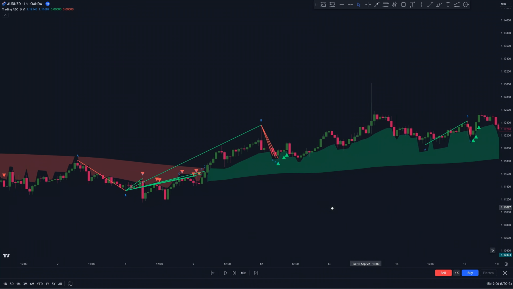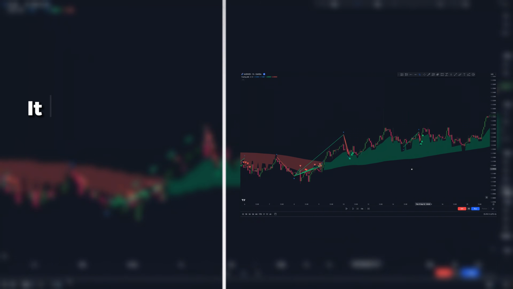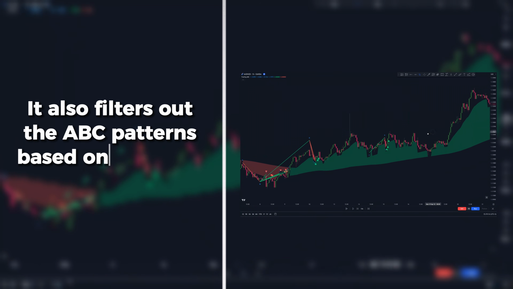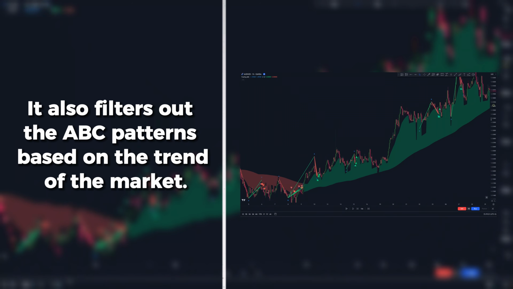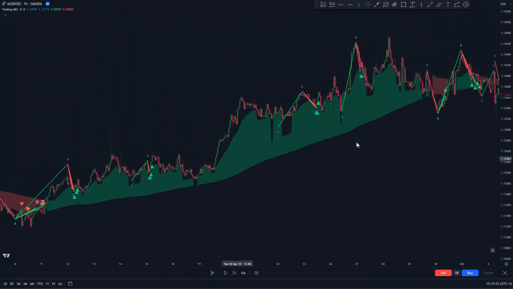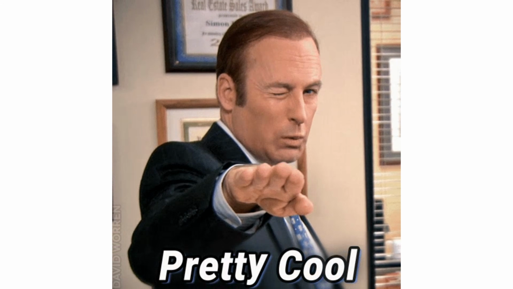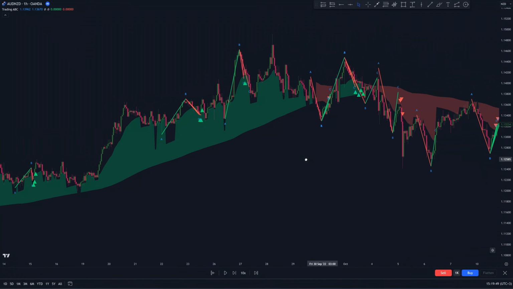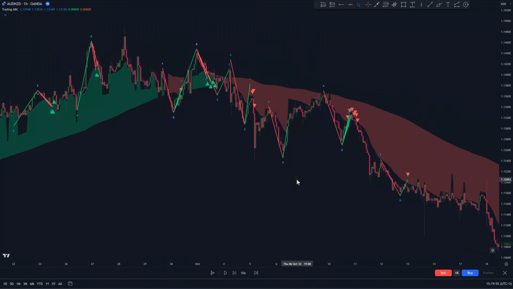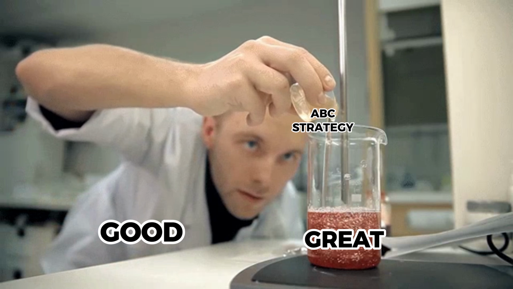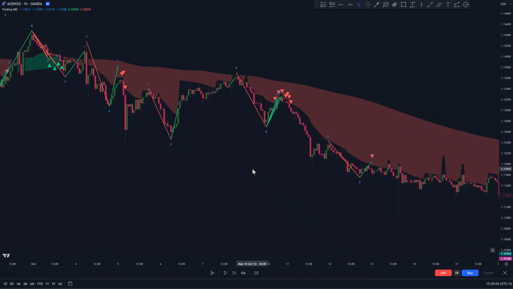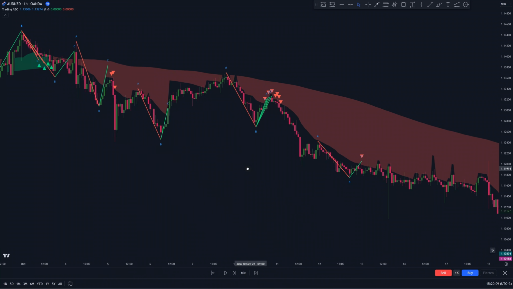One thing to note about this indicator is that it also filters out the ABC patterns based on the trend of the market. So in a bullish trend, for example, the indicator is only going to show bullish ABC patterns and filter out all the bearish ABC patterns, which I think is pretty cool. Now, this strategy is good for now, but in order to take it from being just good to great, let's add a buy-sell indicator and a volume indicator to our chart.